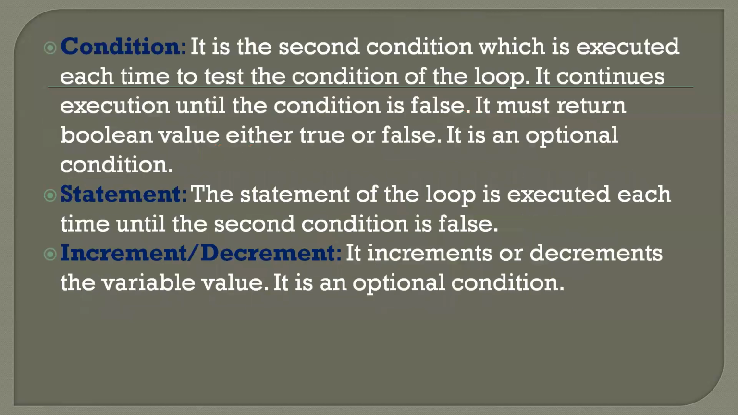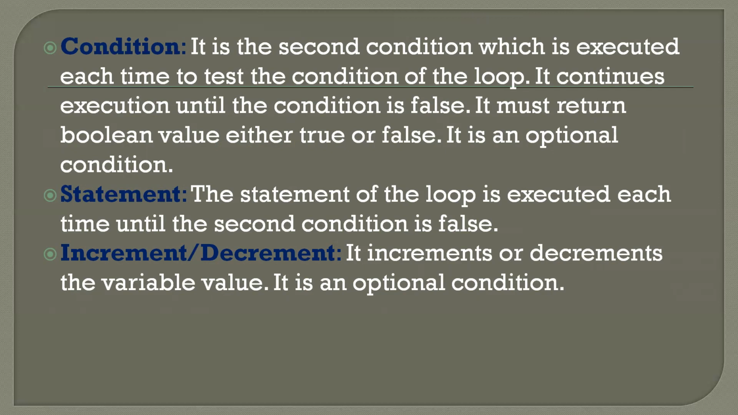Coming to the next one, the condition part. It is the second condition, which is executed each time to test the condition of the loop. So if the code is executed one time, again it will check the condition. If the condition is true, the code will be executed again, and again it will check the condition. Till the condition becomes false, the code will be executed. It continues execution until the condition is false. It must return a Boolean value, either true or false. It is an optional condition.